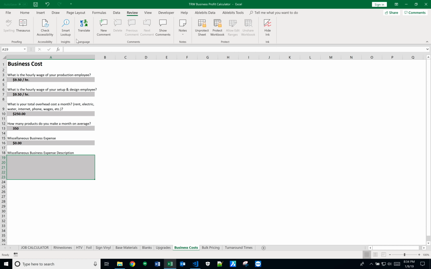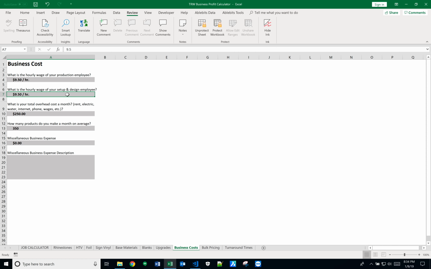Okay, so for business cost, you can see here that one of the first things it's going to ask you is what is the hourly wage of your production employee. So maybe you have an employee working for you. You want to enter that in here because, again, when they're producing, it takes 10 minutes, we said, per shirt. That's costing you money. That's labor cost. That may not be something you're accounting for. You need to. That all goes into your profitability.